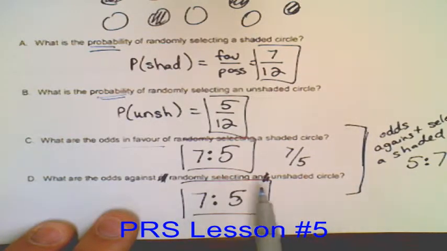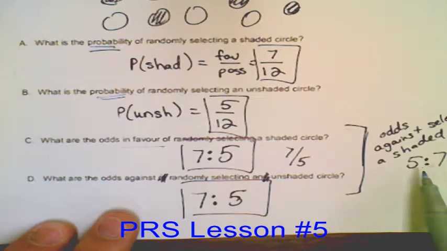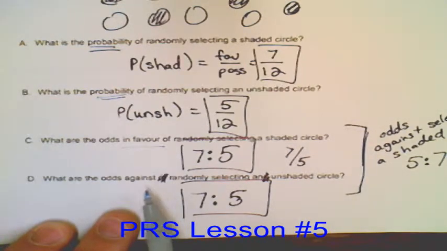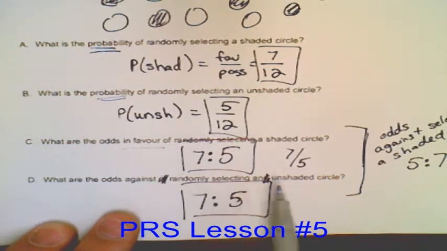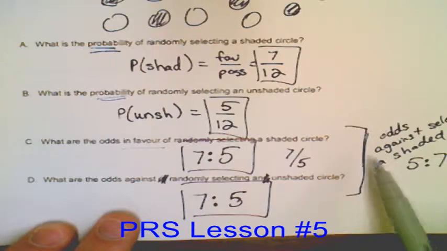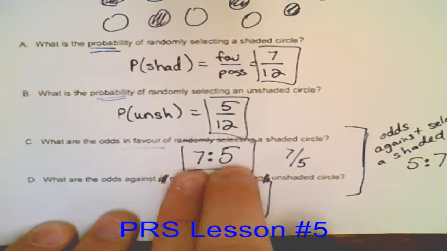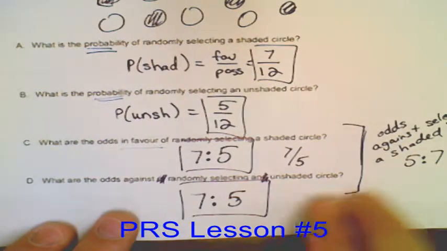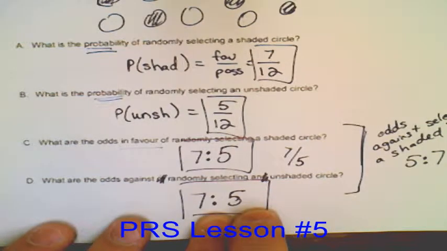Now, sometimes the wording can be a little different. What are the odds against randomly selecting an unshaded circle? Selecting an unshaded circle is this one, 5 to 7. The odds against that happening, you can flip them, 5 to 7 to 7 to 5. Or you could realize the odds against the unshaded circle happening is asking for the odds of the shaded circle happening, which is actually question C. So you've got the same thing. Either way, odds against, and you flip it.